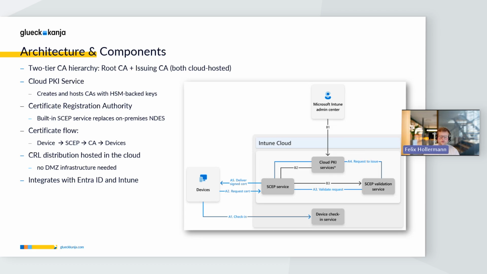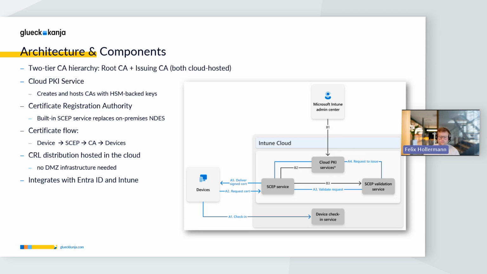Now let us go through the diagram on the right. At the top, you can see the Microsoft Intune Admin Center. That's where an administrator sets up the CA hierarchy once before any device enrollment happens. That's the B1 arrow going down into the Intune cloud. Inside the Intune cloud, you have three components. The Cloud PKI services, that's the actual issuing CA, the SCEP service, and the SCEP validation service.